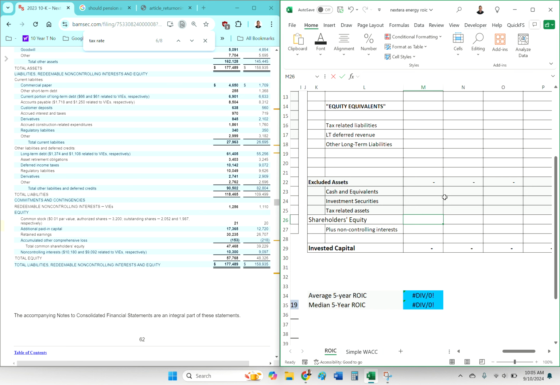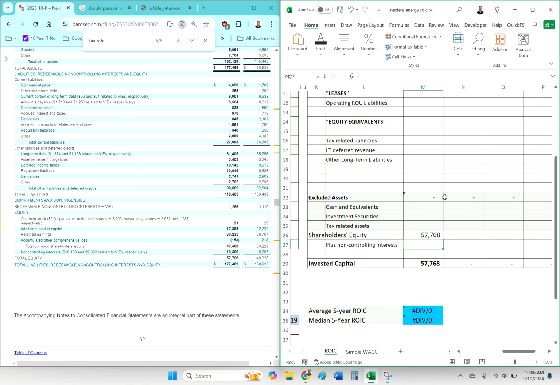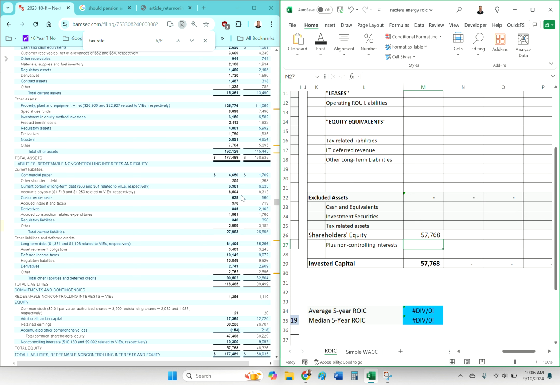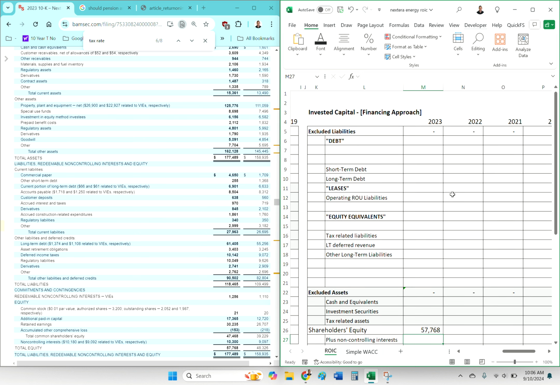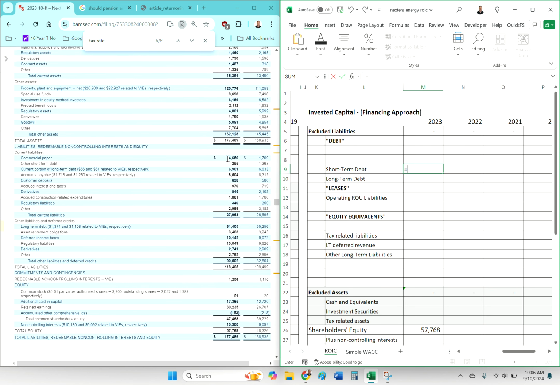That's a conversation for another day. So now let's look at the financing approach. We are checking our work, seeing if there are any things that we've missed as we've calculated from the operating standpoint. So just looking at assets. This approach kind of takes the opposite approach.